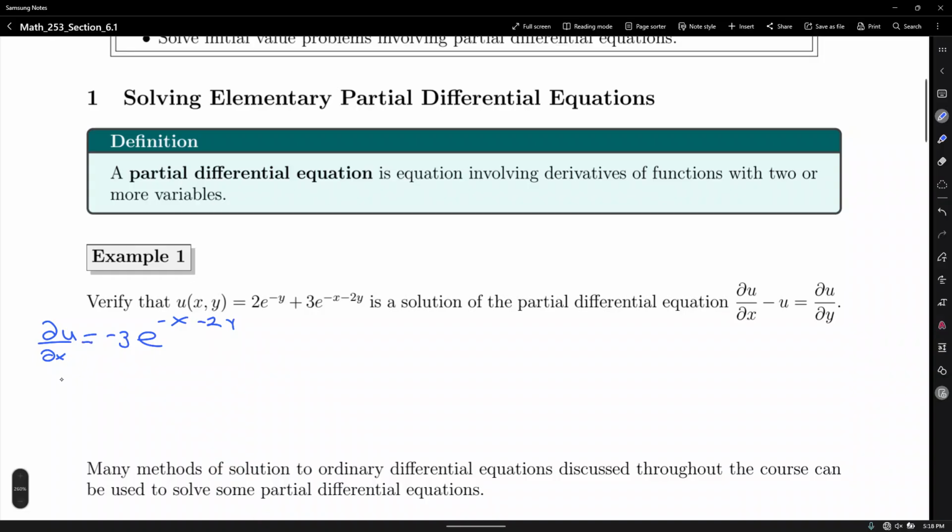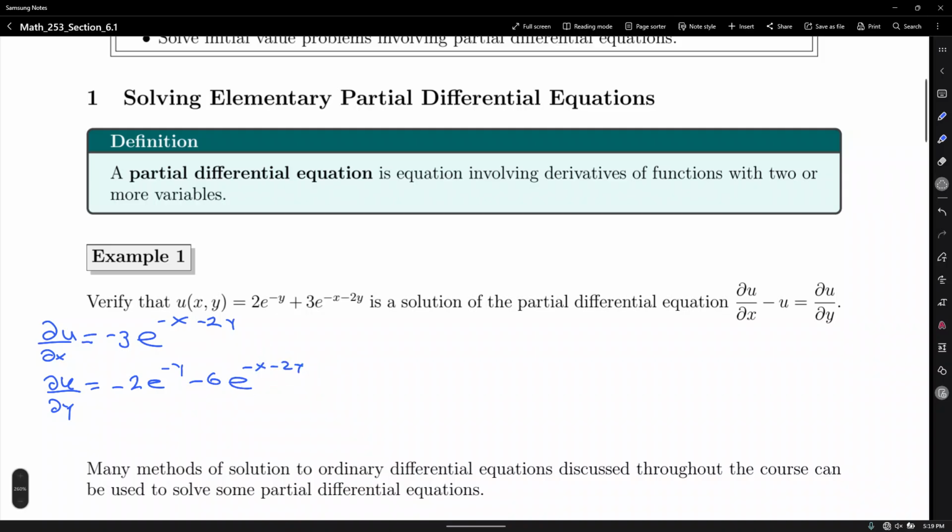Number two, the partial of u with respect to y. That is negative 2e to the negative y, and then the derivative of the other term with respect to y is itself, plus 3e to the negative x minus 2y. By chain rule, we just multiply this by -2, which I'm going to do with the 3 to make it a -6. Just a basic chain rule here.